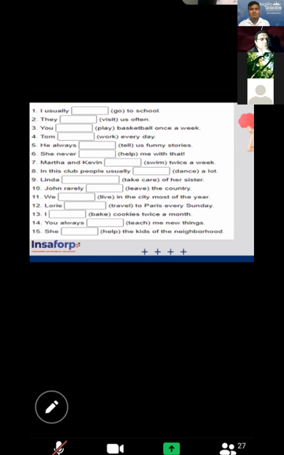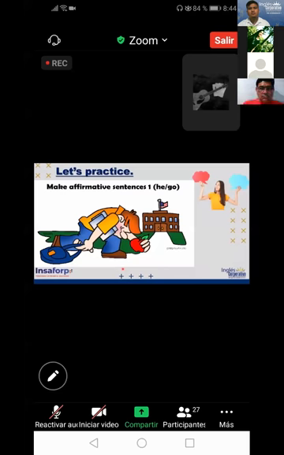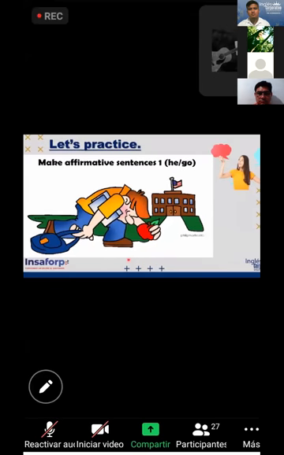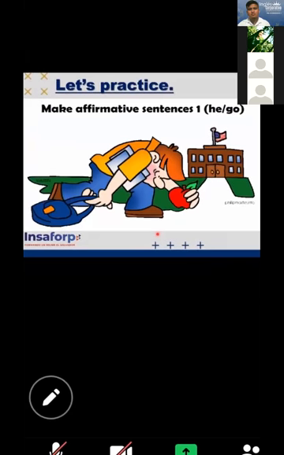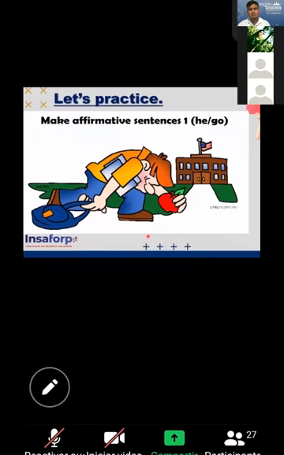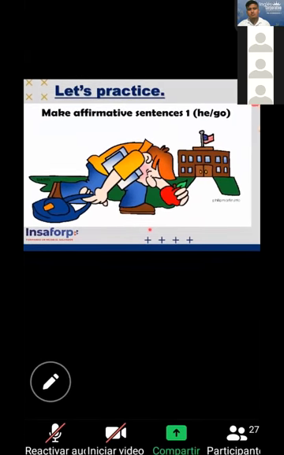He always tells his. So we have to make an affirmative sentence. You go. Affirmative sentence. Yes, he goes to the school. Exactly. He goes to the school. Yeah, it's well.